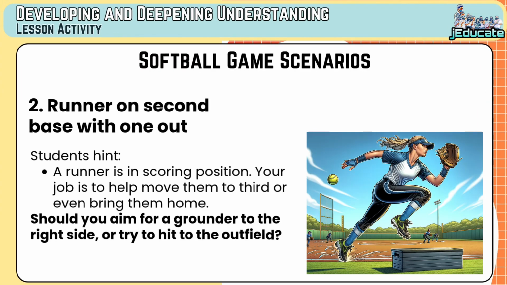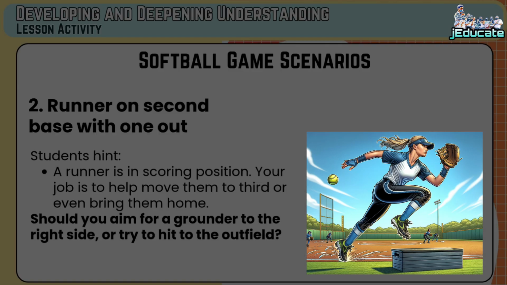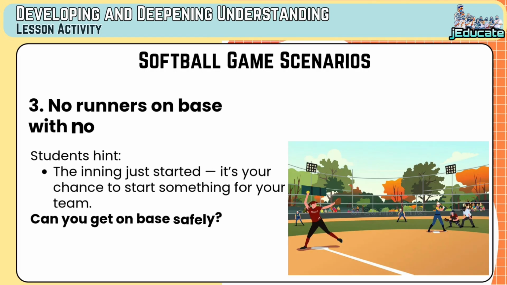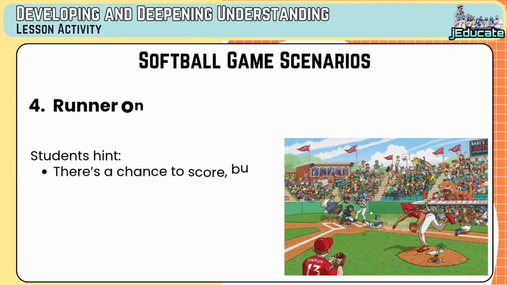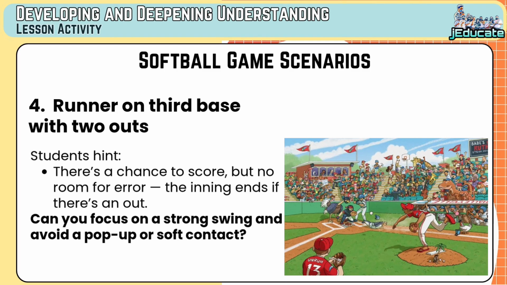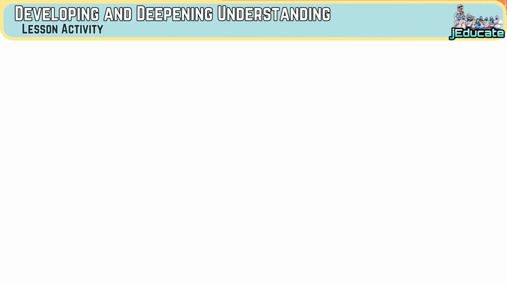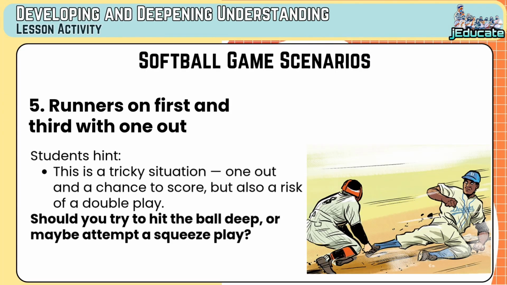Number 2, runner on second base, with 1 out. Number 3, no runners on base with no outs. Number 4, runner on third base with 2 outs. Number 5, runners on first and third with 1 out.